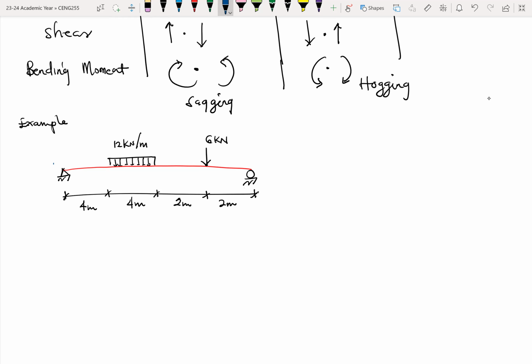Let me label the key points B, C, D, and E. All right, and the goal is to draw shear force and bending moment diagrams. Okay, so that's normally how these questions are set.